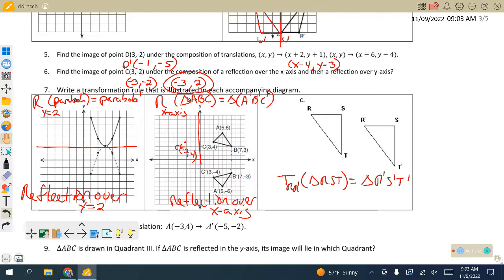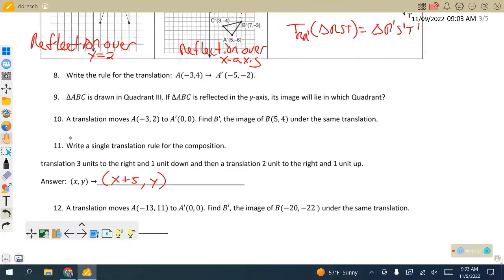Next. 9. Follow the point. Tell me how we're moving from negative 3 to negative 5. So how do you move from negative 3 to negative 5? Oh, sorry. That's 8, isn't it? My bad. Try this again.